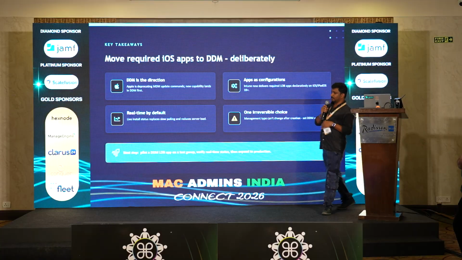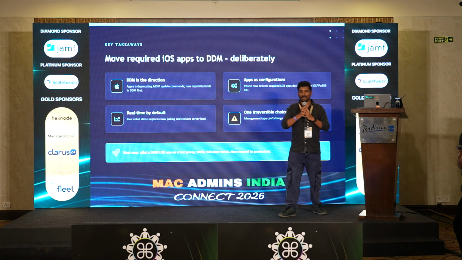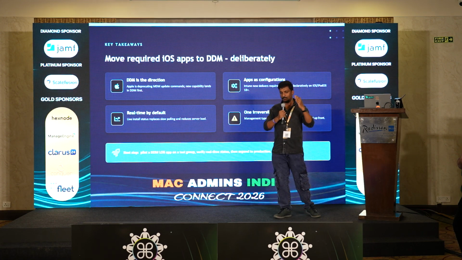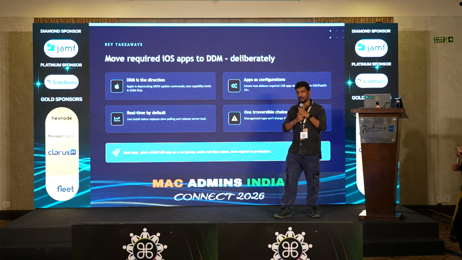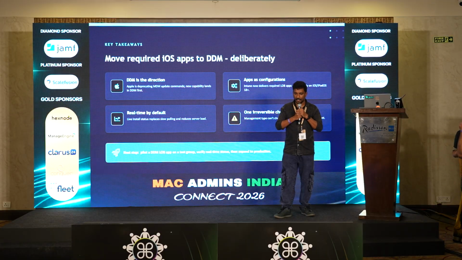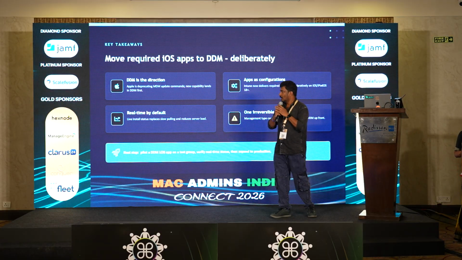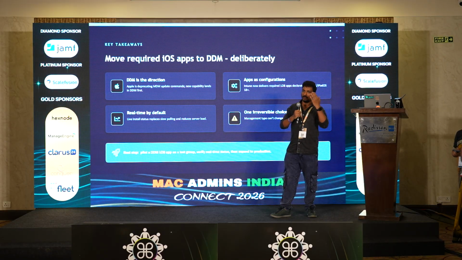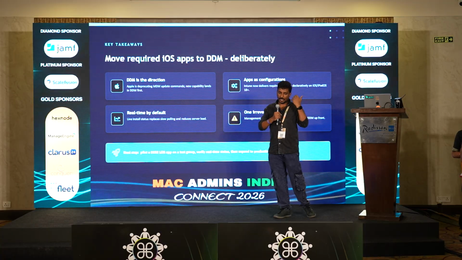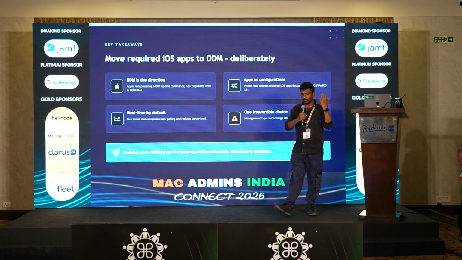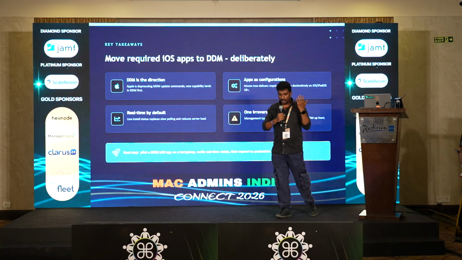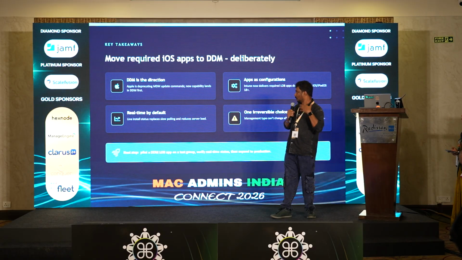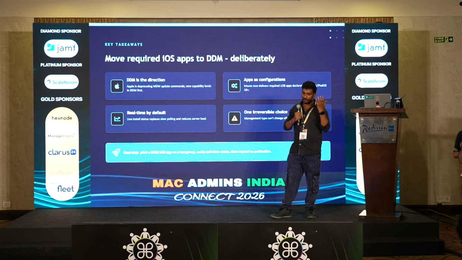Okay, so the main key takeaway, which I already mentioned multiple times, is that device management is moving towards the DDM way. So you have to move all your workloads towards declarative device management. With respect to app configuration, you have to keep in mind LOB applications, again for iOS and iPadOS, require version 18 and above. And it will be real time by default. You can get the install status and replace slow polling of devices to reduce the server overhead.